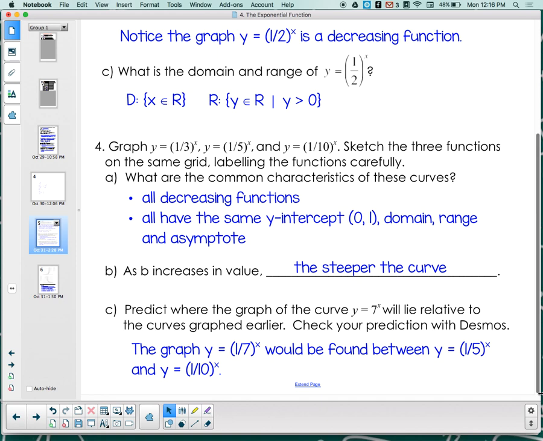Exponential graphs never loop back up like a parabola would. These are the two basic shapes that exponential graphs have. You either have a continually increasing graph or a continually decreasing graph, with the asymptote from either one.